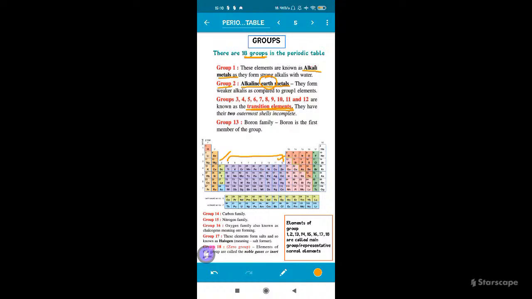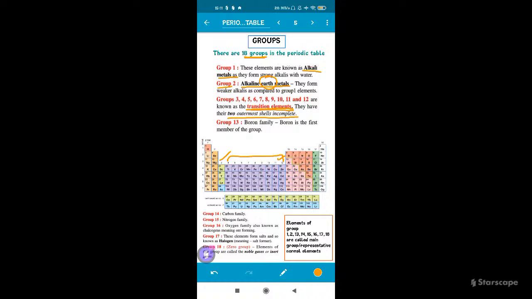What is a very special important property of these elements? They have their two outermost shells incomplete, and we cannot write their electronic configuration on the basis of what you have learned in class 9, 2, 8, 18. That rule doesn't follow here. You will learn about this in class 11 and 12, what type of rule can be followed in order to write the electronic configuration.